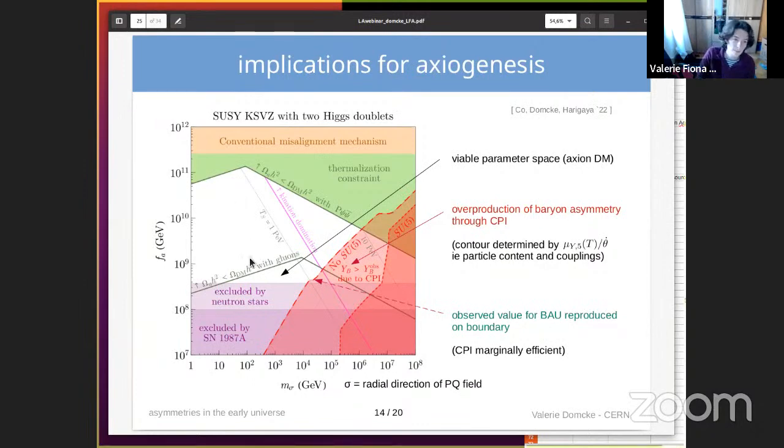So here you have the axion decay constant and the mass of the radial degree of the Peccei-Quinn field for some particular axion model, right? In this case, the supersymmetric KSVZ model. And the white parameter space is the allowed parameter space. This green constraint and the purple constraint are constraints which were already previously known. And now our new constraint from the overproduction of the baryon asymmetry due to the CPI is this red region here.